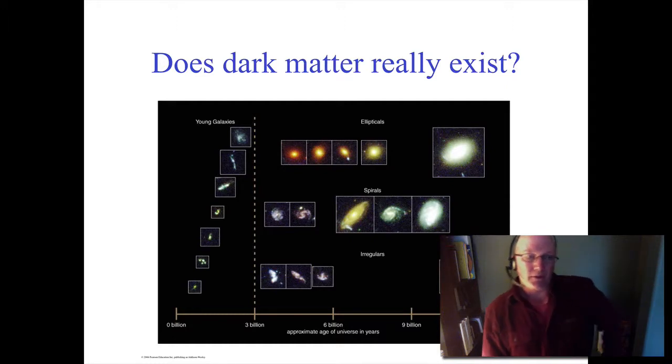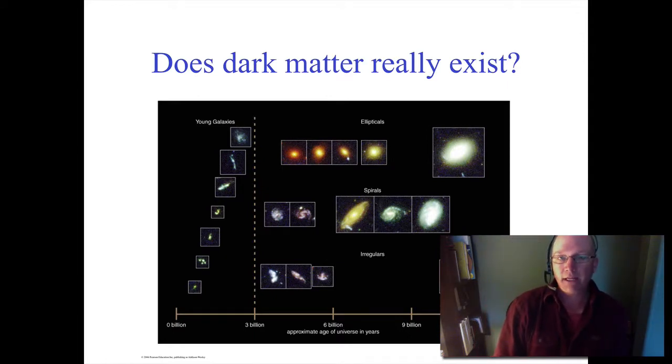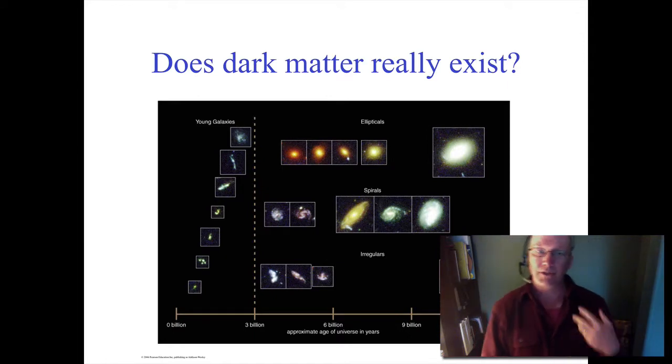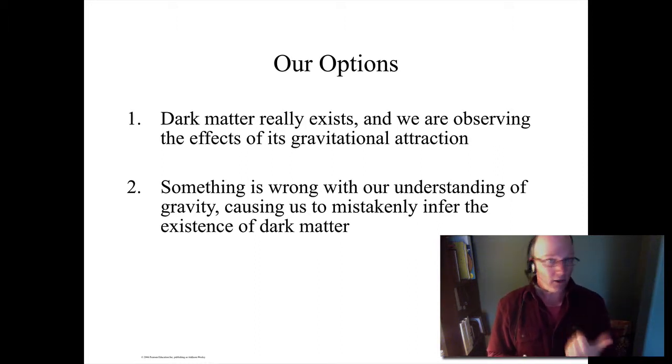Now, you might ask yourself, does dark matter really exist? And I hope I've given you enough evidence to suggest that it does. But we have to think a little bit about what are the options and what can we do to get more evidence to test these ideas of dark matter and dark energy. So these are our options if we think about this scientifically. One is that we really are seeing dark matter, that our theories of gravity and general relativity are correct, and we are observing the effects of gravitational attraction on dark matter.